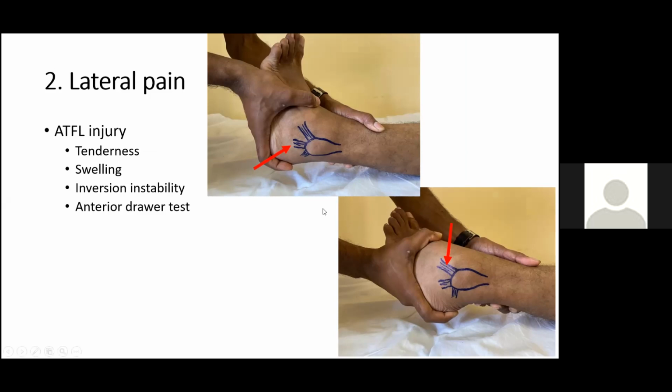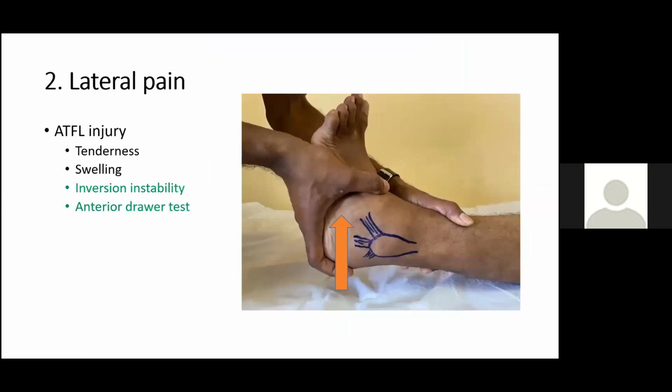And then the anterior drawer test. Now you can see if I try to translate the foot in relation to the tibia, if I try to translate the foot anteriorly, the calcaneofibular or the posterior talofibular will not be able to antagonize that movement. That is only possible by the ATFL, depending on the ligament course. So if I stabilize the tibia and hold the heel and try to anteriorly translate the heel, the anterior drawer test will be positive if there is an ATFL injury.